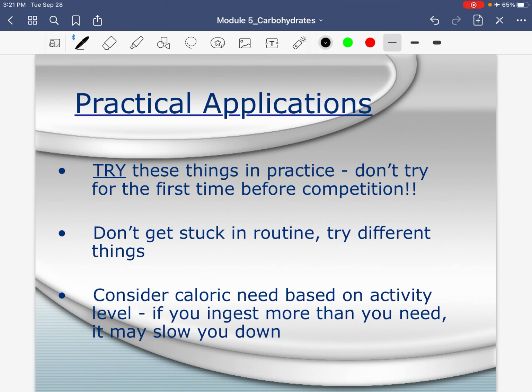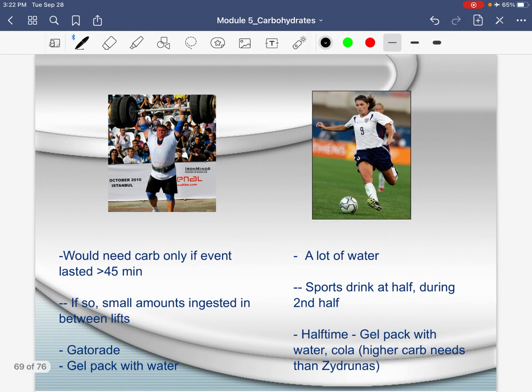Try these things in practice. Also consider the caloric need. You want to bring in an amount of calories that's consistent with how many calories you're burning. So don't load yourself up with calories only for an hour. If you're doing an hour of exercise, you don't need one whole bottle of Gatorade, 2 gels, and an orange wedge. It's too much.